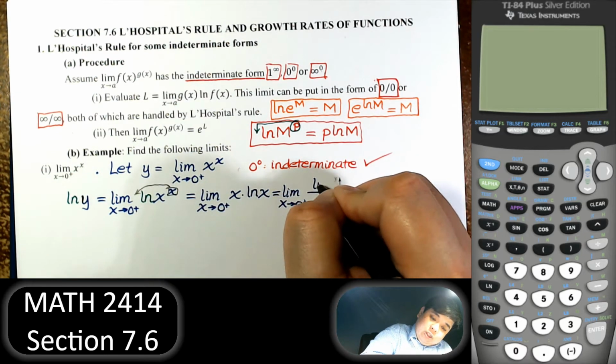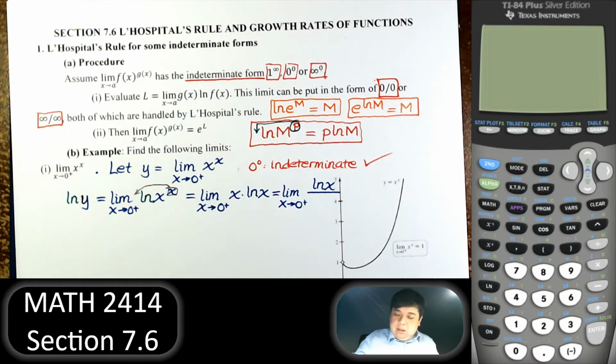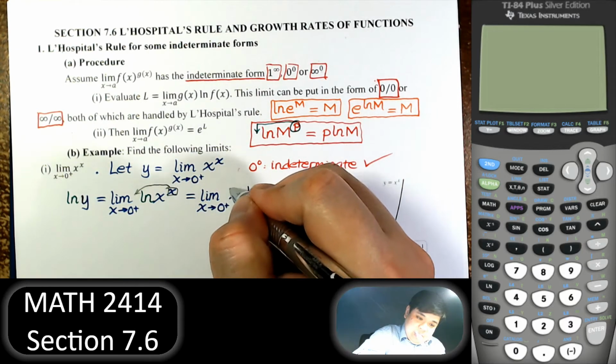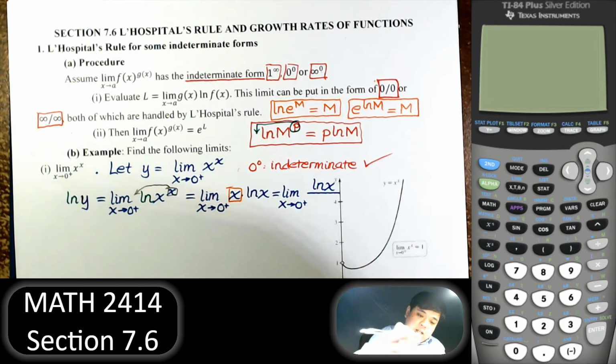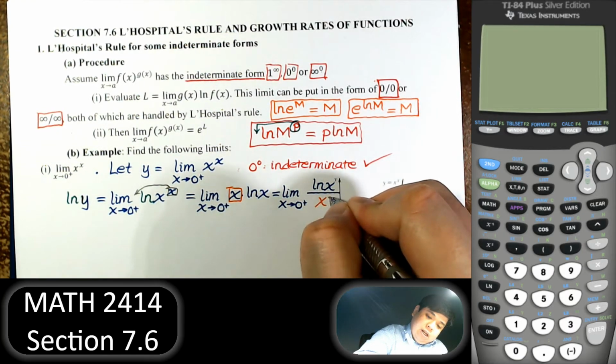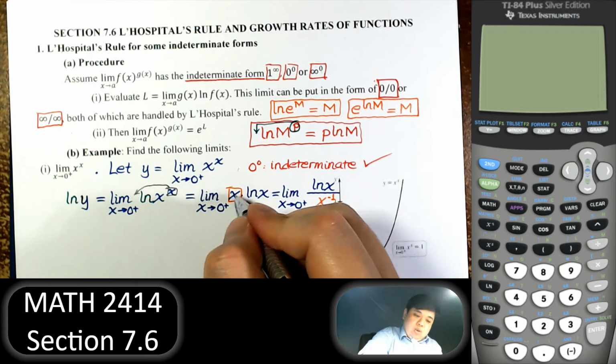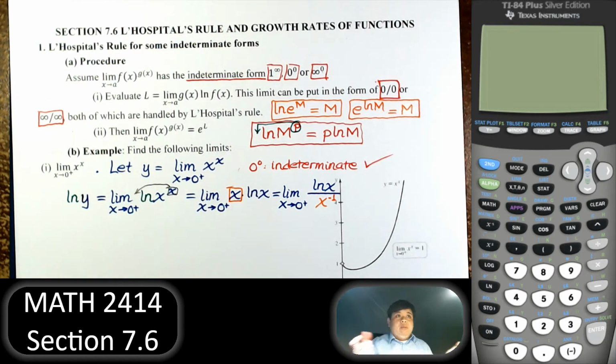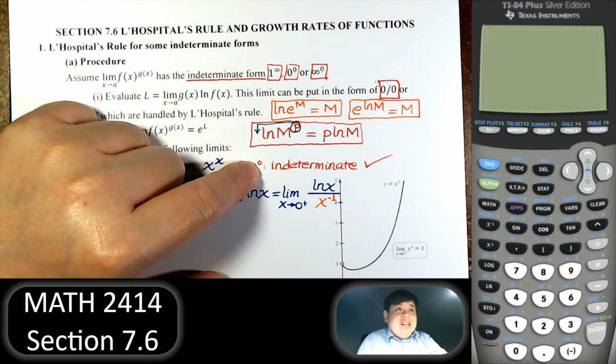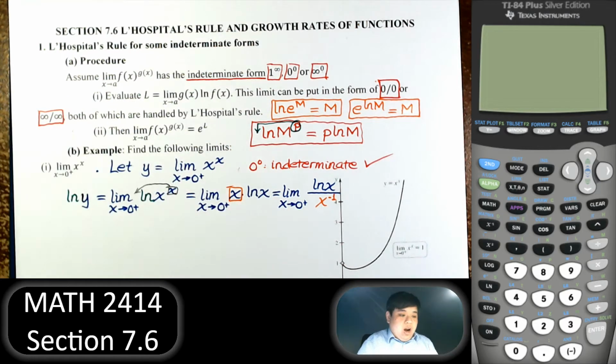And ln of x will stay on top. Now the x here will be at the bottom, but with a negative exponent. So this is x to the first, move to the bottom, become x to negative 1. Right? Now we have a ratio, and it is indeterminate. So we use L'Hopital's rule.